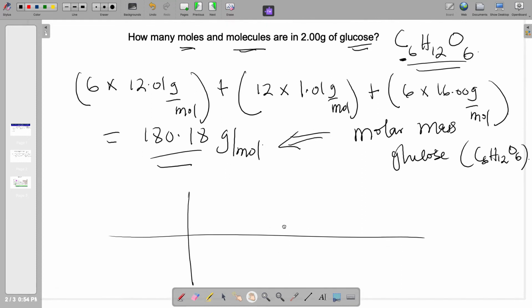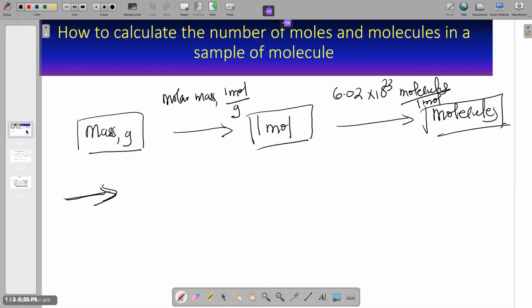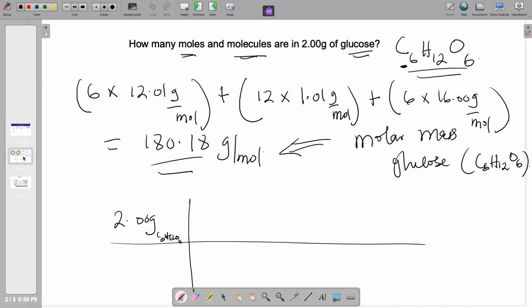And then the value that is given to you, which of course is grams, we write in the top left corner. So we say 2.00 grams of glucose. If you want, you put C6H12O6 just to say that is what I'm calculating for. From our diagram, we have to go from mass in grams to moles, and we need our molar mass. So that means we write our molar mass over here.